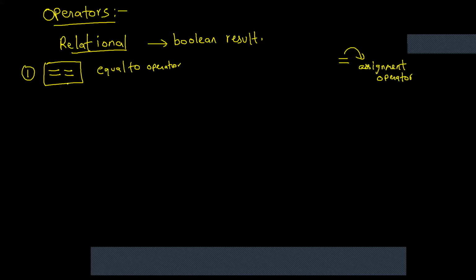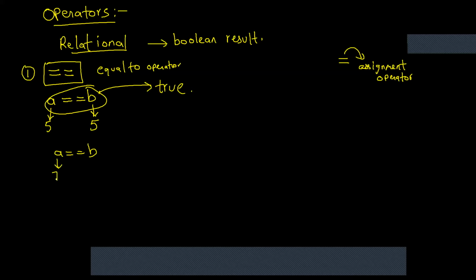This operator works on two operands, that is A and B. A could have any value, B could have any value. For example, if A has 5 in it and B has 5 in it, then this particular statement will return true. If A has some value like 7 and B has some value like 8, it will return false. That's the difference.